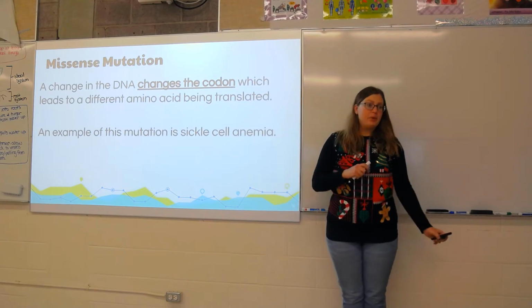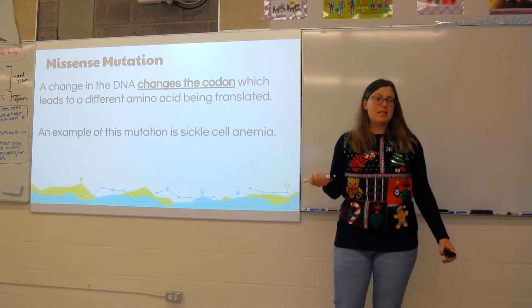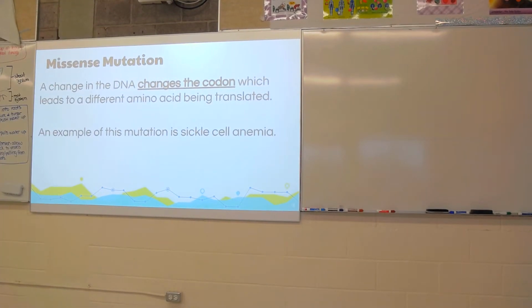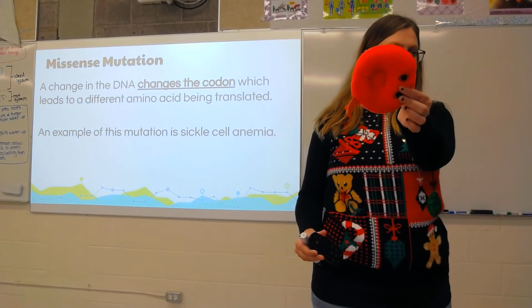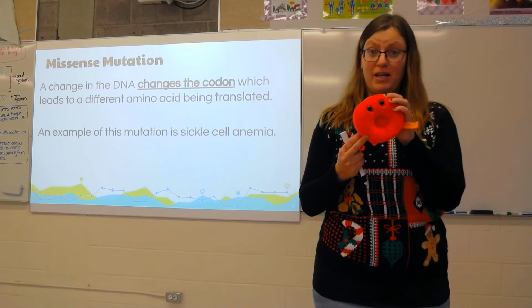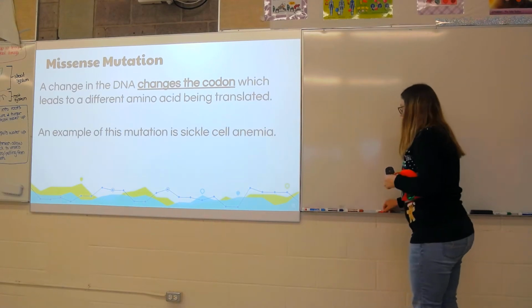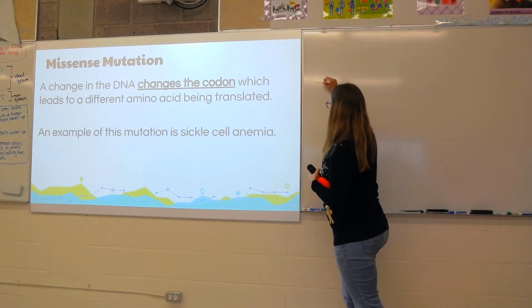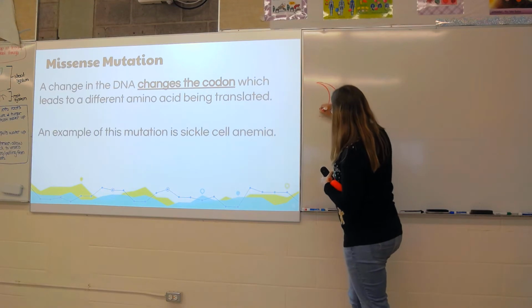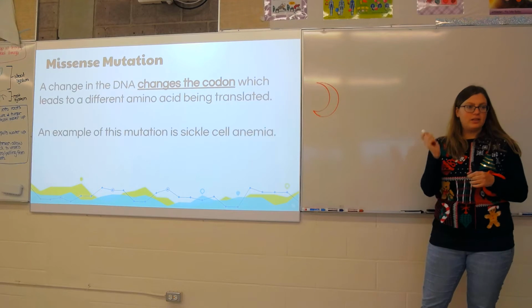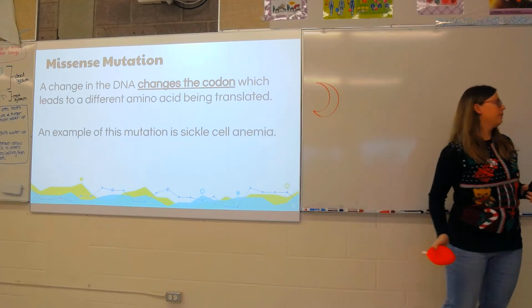So a really good example of a missense mutation is actually sickle cell anemia. Your red blood cells are supposed to be nice and circular and biconcave and super awesome and happy, kind of like this little guy here, okay? This is a nice happy red blood cell. This is what they're supposed to look like. But a sickle cell ends up looking like these weird moon shapes or sickle shapes, kind of like a sickle that they used in farming back in the day.